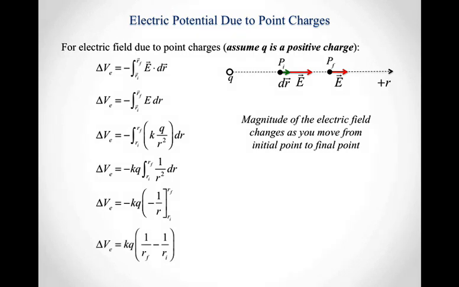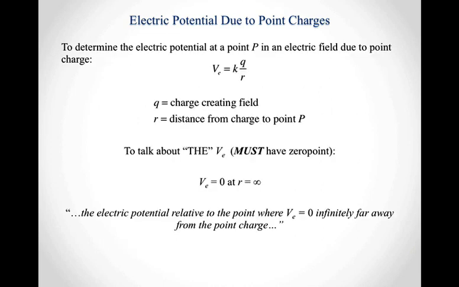So either way I get there, whether by starting with the change in the electric potential energy and then dividing out the test charge, or starting from my definition for the change in the electric potential and deriving using the calculus, either way I get the same equation.